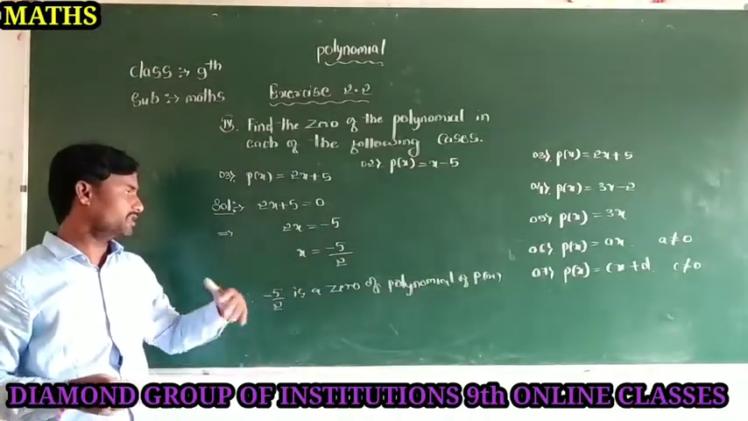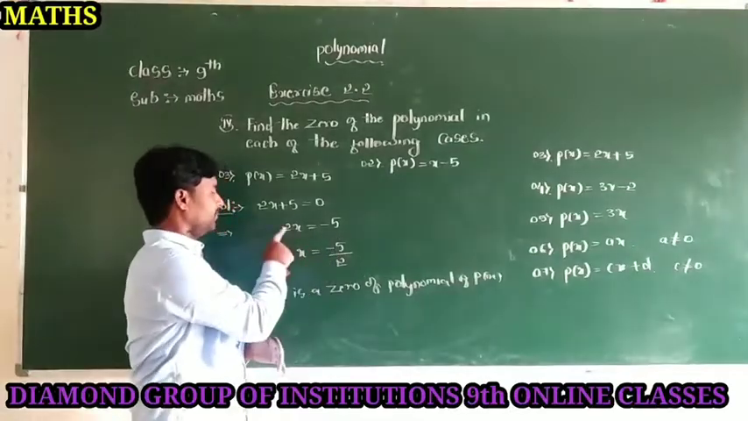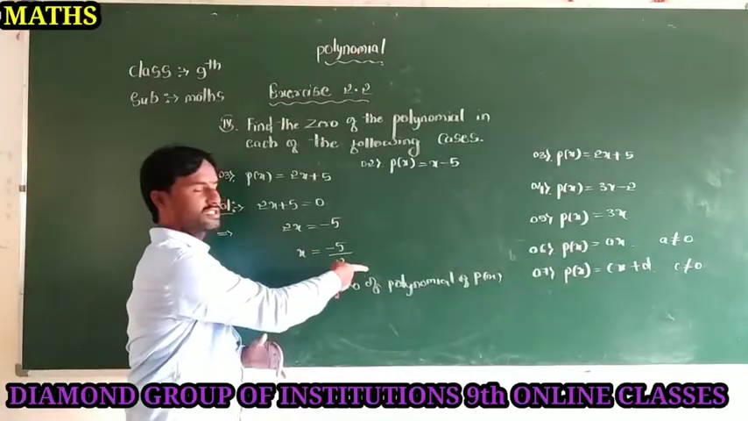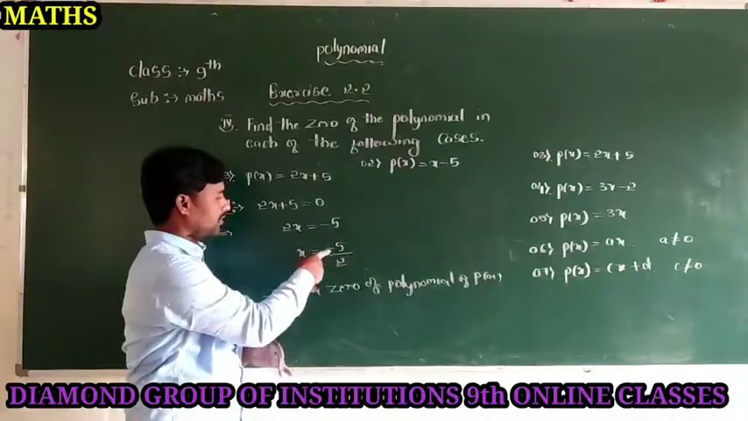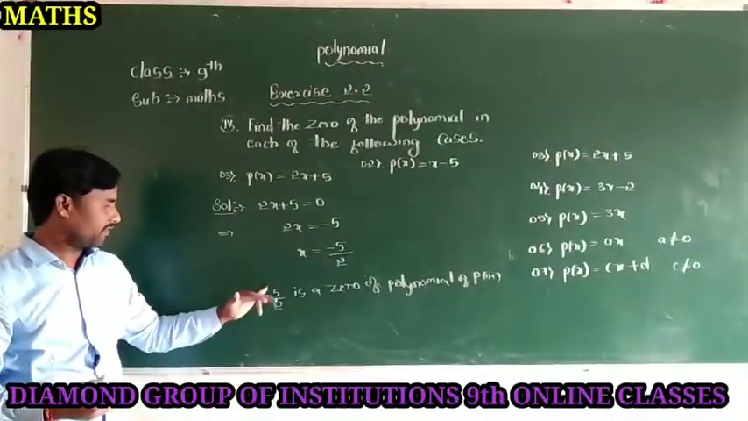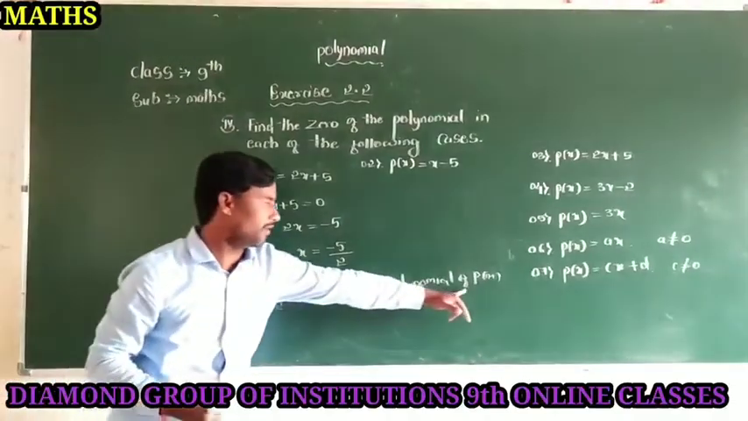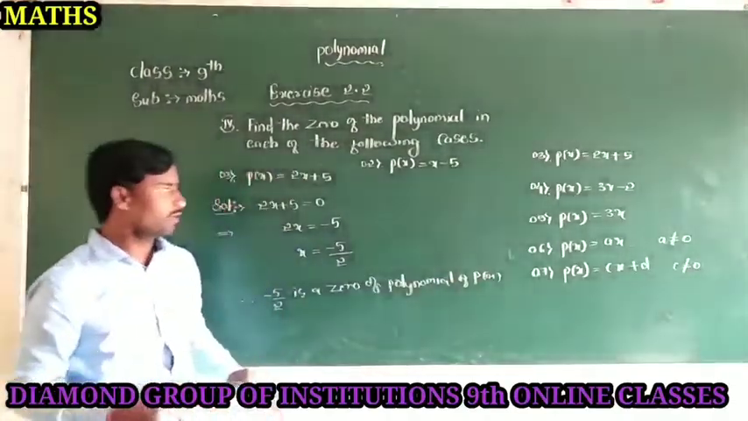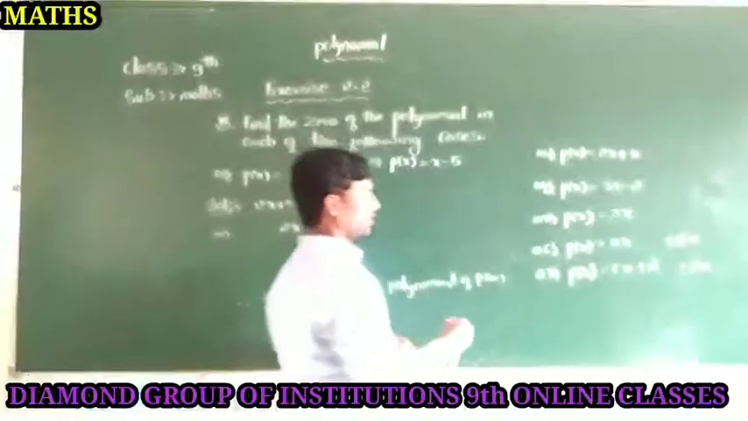Minus 5 by 2, how it came: minus 5 already is there. This is a multiplication. Bring this side, that becomes a division, dear students. X is equal to minus 5 by 2. So directly write the answer downside. Therefore minus 5 by 2 is a zero of the polynomial p of x. So I thought you understood the third question also, dear students.